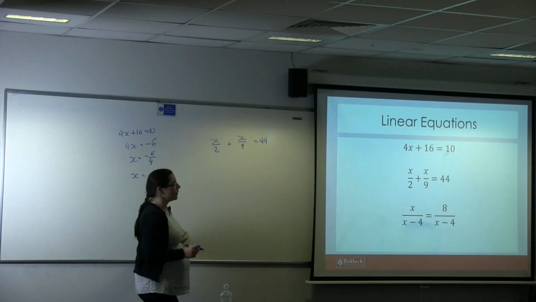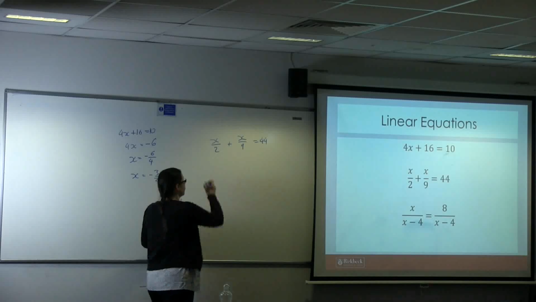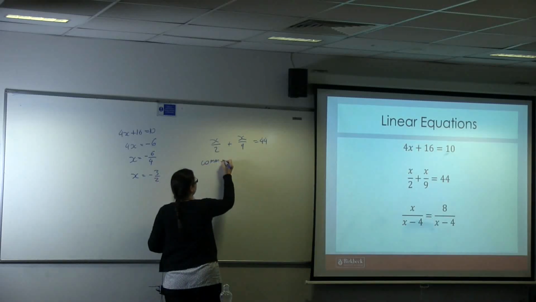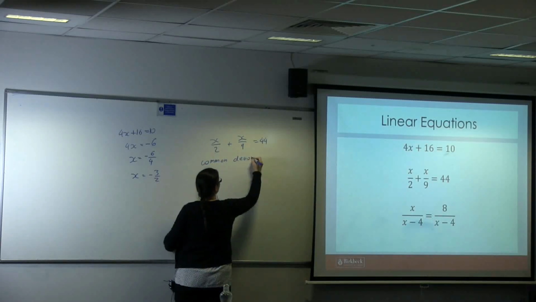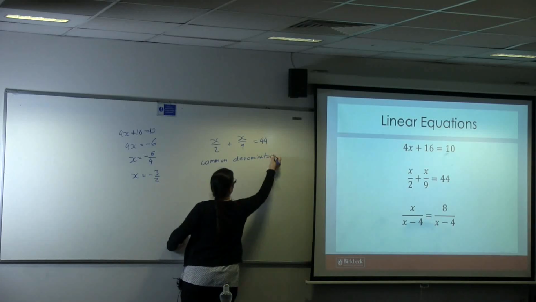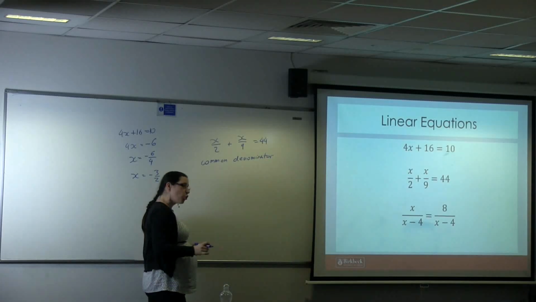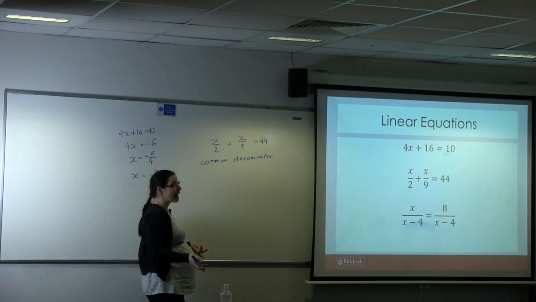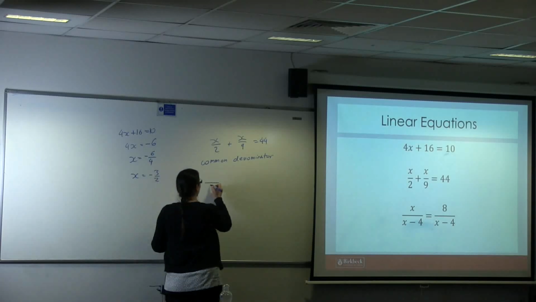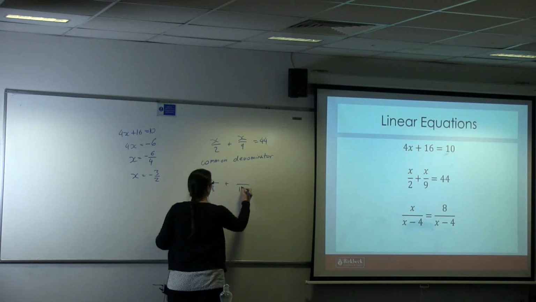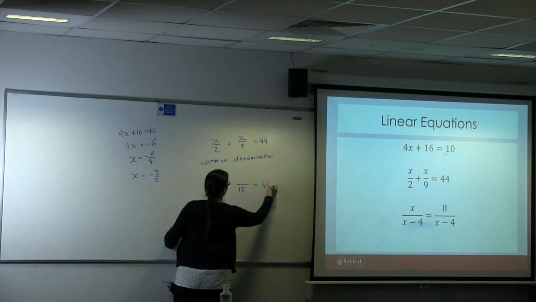What's going on in here is that I've got fractions. I've got 2 and 9. What I need to do first is bring them to the common denominator. Now the common denominator is the smallest number that both 2 and 9 divide into without remainder. And in this case, that would be 18. So this will be over 18 plus this would be over 18. The other side will not change.